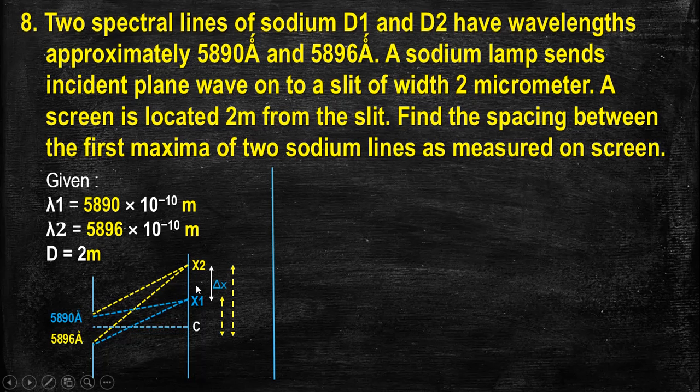So if I subtract the distance x1 due to 5890 angstrom unit from the center of the screen from x2, which is the distance of the bright fringe due to this wavelength 5896 angstrom unit, then you get a spacing between these two sodium lines, these two bright fringes due to these two wavelengths.